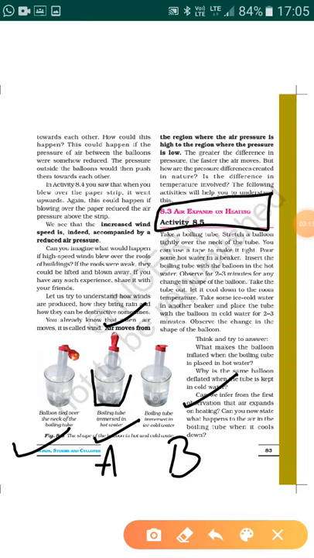Now you see, in case of beaker A, the balloon which was tied over the test tube is getting inflated. Why is it getting inflated? Because what are the air molecules present in the test tube doing? They are moving apart. Why? Because they get the heat energy, because the test tube is immersed in the hot water.